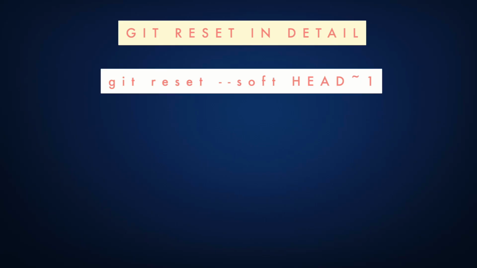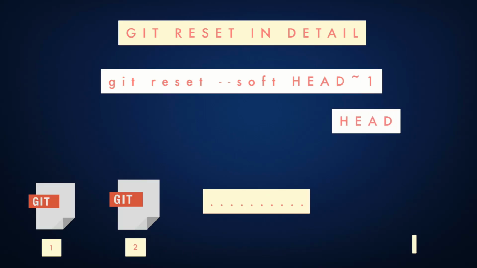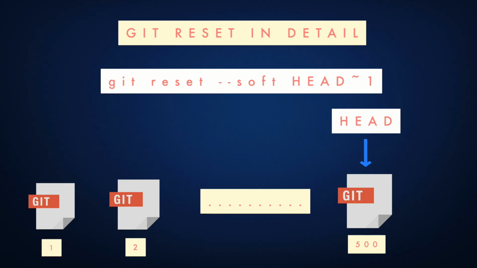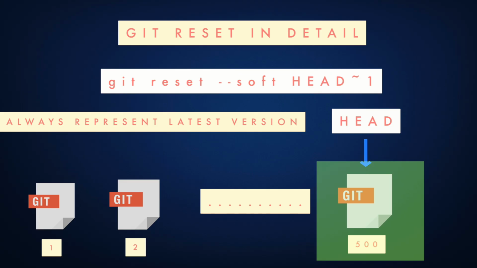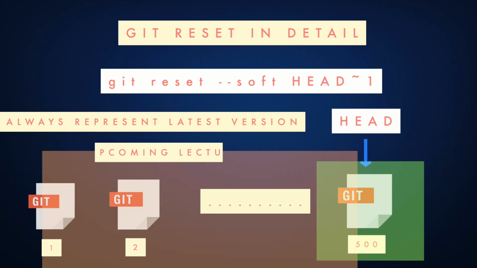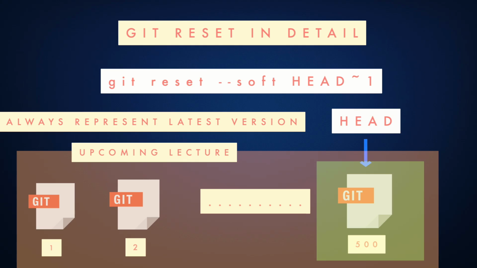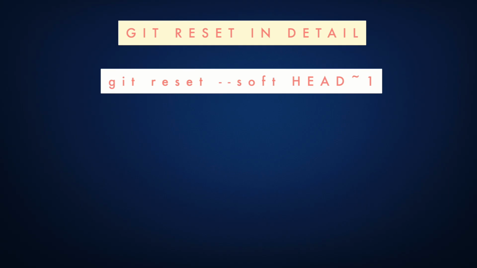So what is HEAD representing? HEAD is representing your latest version. Think of it as a reference which represents the latest version. Let's say you have created 500 versions, so the HEAD will be at the 500th version. Currently we have two versions, so the HEAD is at the second version. So HEAD always represents the latest version, and we are going to study this HEAD thing in detail in the next lecture itself.